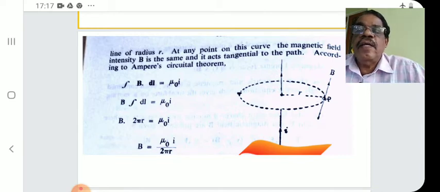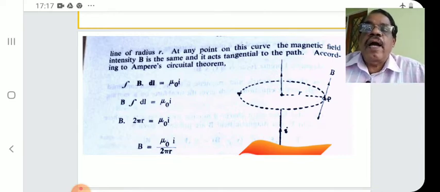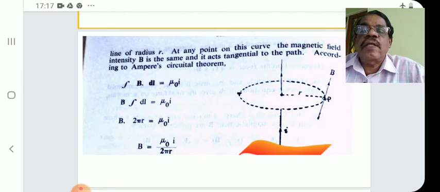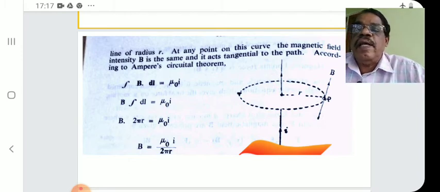We imagine a circular path and the total length of the path is 2πr, that is integral dl is 2πr.